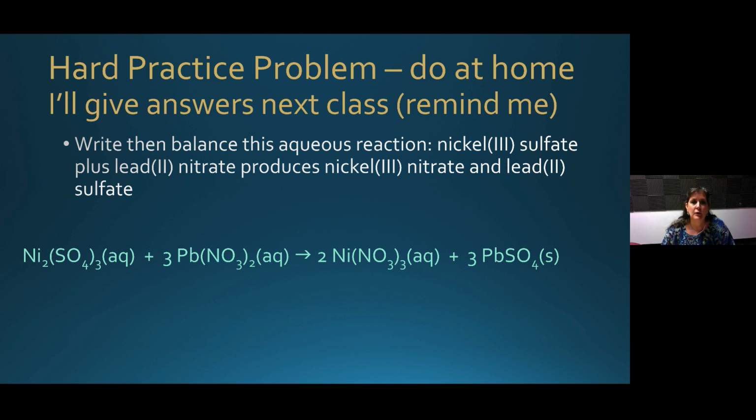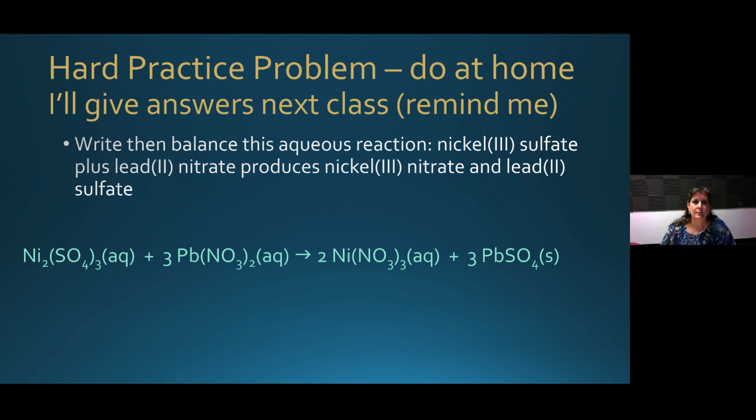And then we add it to lead(II) nitrate, meaning lead has a +2 charge. And we produce nickel(III) nitrate and lead(II) sulfate. And if you balance it, it's 1, 3, 2, 3. So that was a hard one. I hope you did a good job on that one.